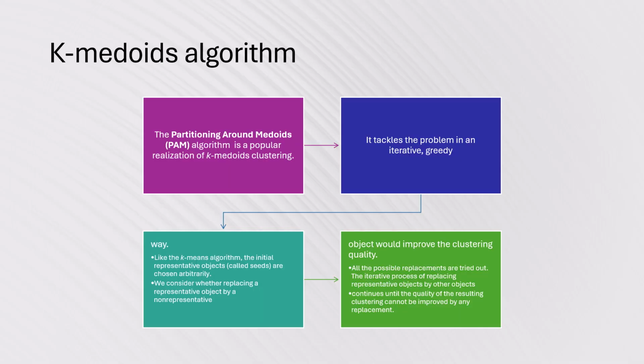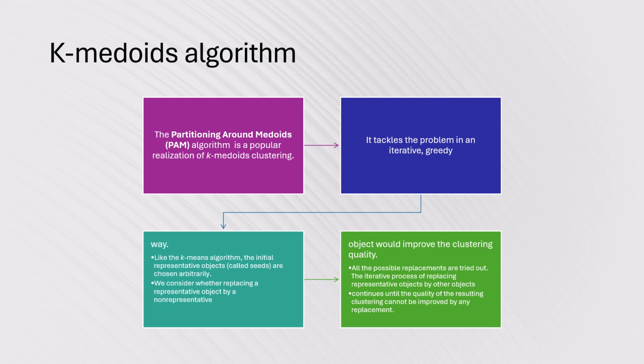The partitioning around Medoids algorithm is a popular realization of K-Medoids clustering. It tackles the problem in an iterative and greedy way. Like the K-means algorithm, the initial representative objects, called seeds, are chosen arbitrarily. We consider whether replacing a representative object by a non-representative object would improve the clustering quality. All possible replacements are carried out.